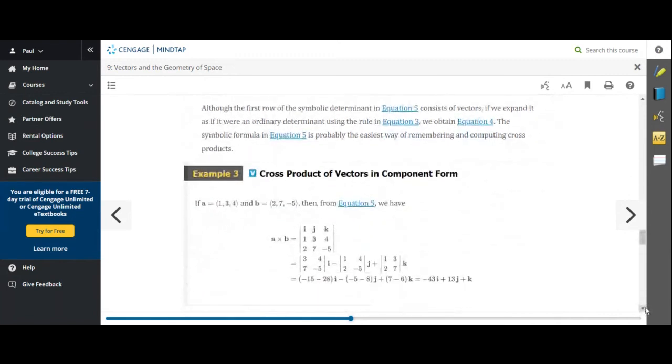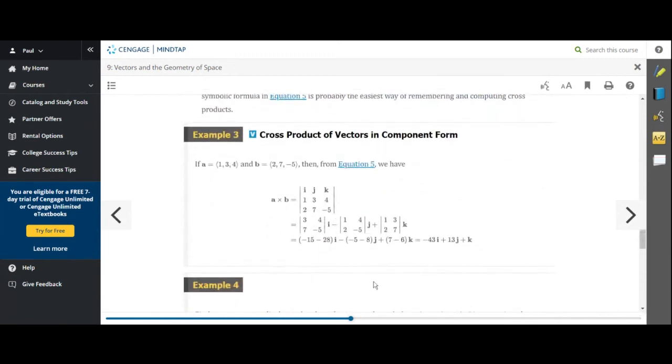Okay, so I'll let you study that a little bit. Example 3 will show that to you. But I'm going to stop there for right now, because I want to let you have a little time to work on 9.4.